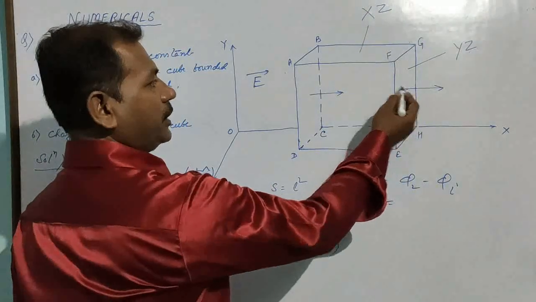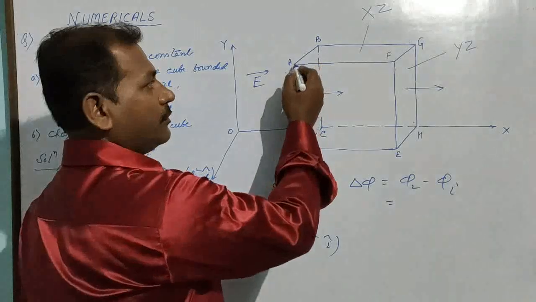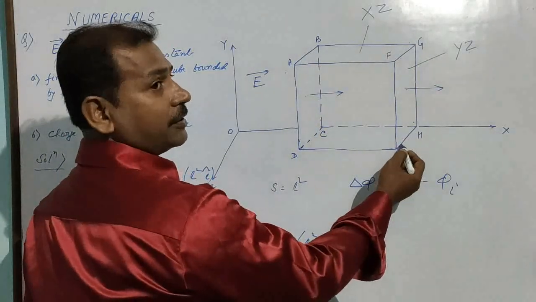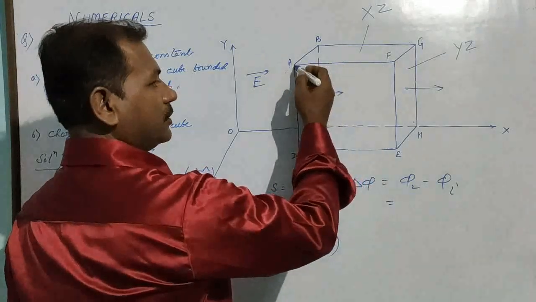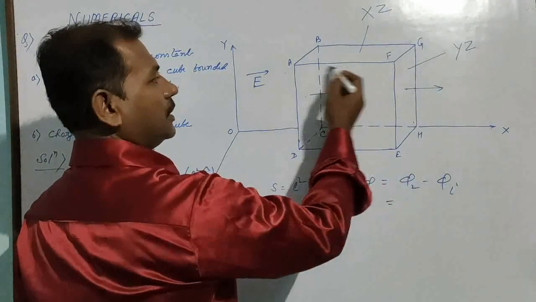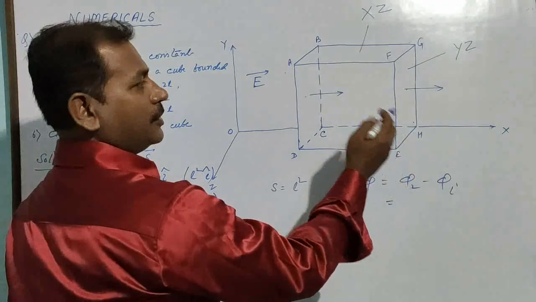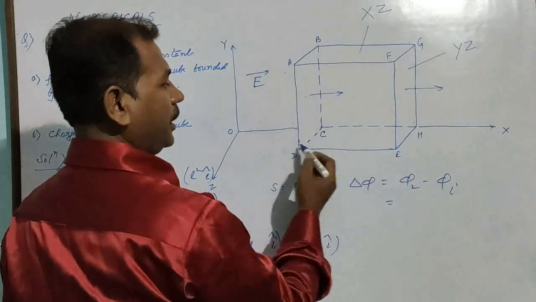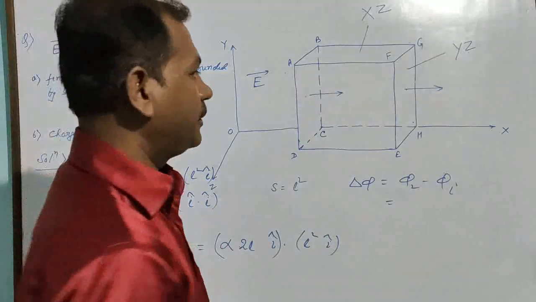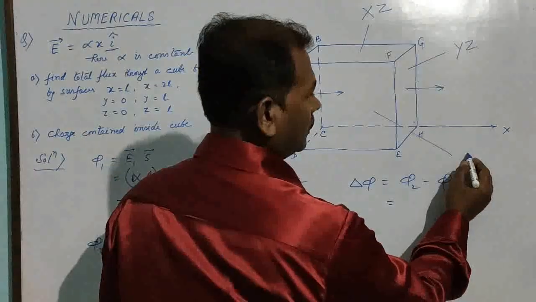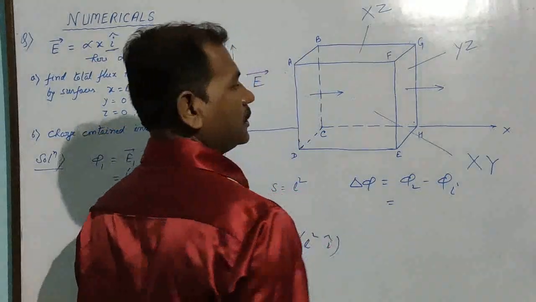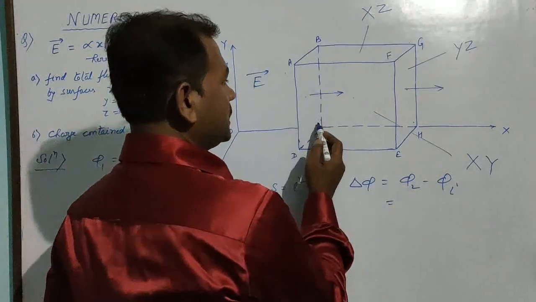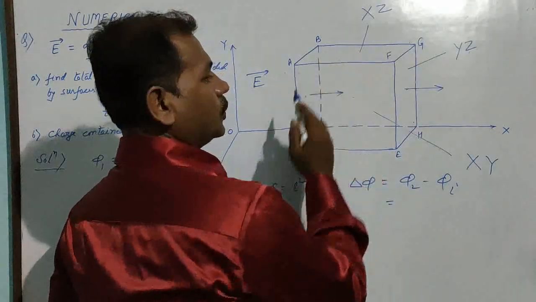If this one is y, this one will also be y. If this one is the xz plane, this one will also be the xz plane. And what about this one? This is the xy plane. So this particular face is the xy plane. So remember that this face and that one are also the xy plane.